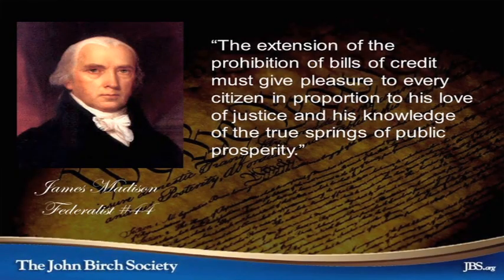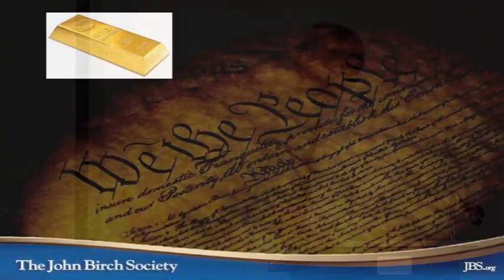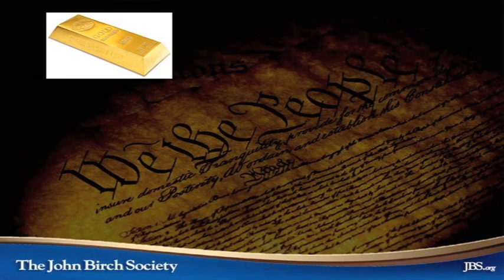Speaking of this, in Federalist number 44, James Madison points out, the extension of the prohibition of bills of credit, paper money, must give pleasure to every citizen in proportion to his love of justice and his knowledge of the true springs of public prosperity. What he's saying is, as much as you understand where prosperity comes from, to that same degree you will love that we prohibited paper money. If you don't understand it, you might not appreciate this, but if you really know where prosperity comes from, you'll love that we prohibited paper money. Very strong statement.